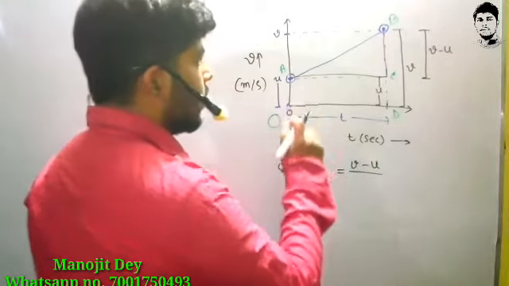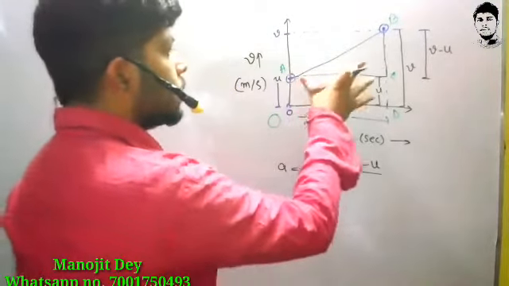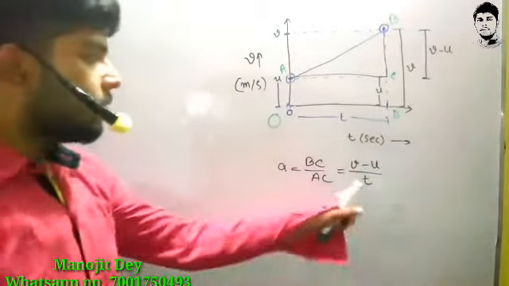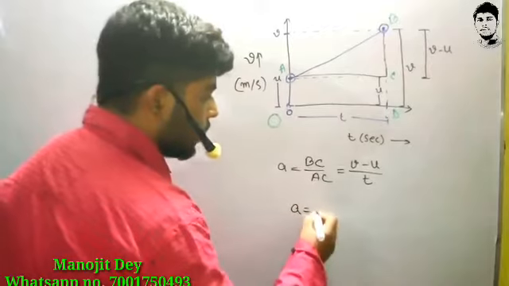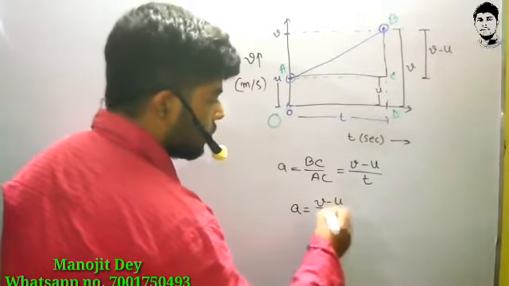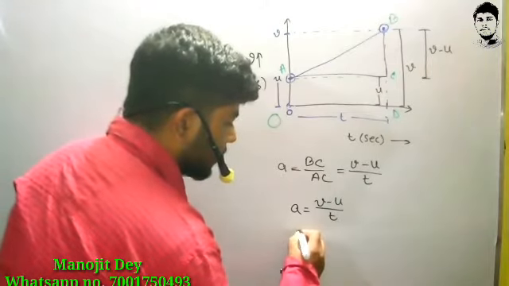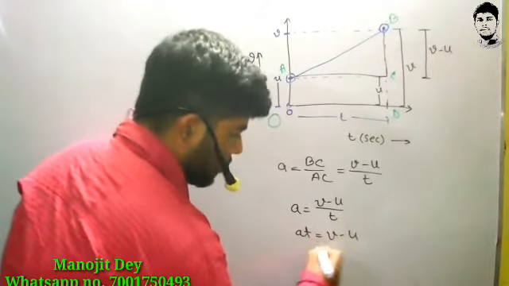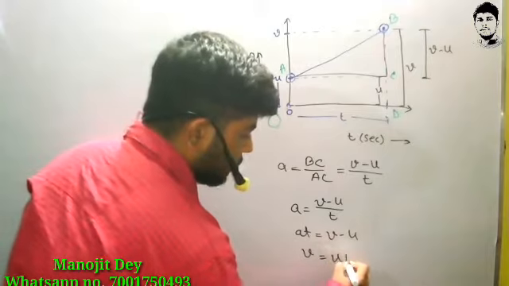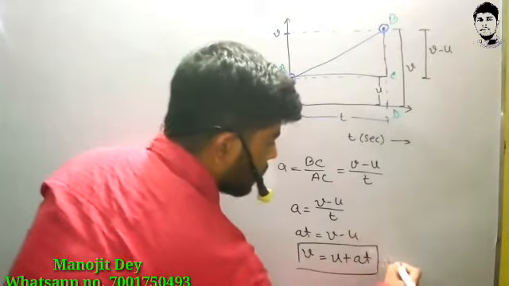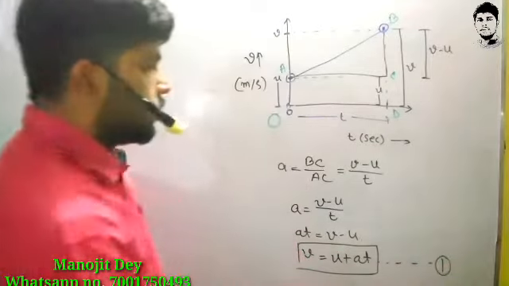What is AC? Here is A and here is C. So this length is equal to this length, so this one is T. So we can get A equals V minus U by T. And from that equation, we can write that AT equals V minus U, and V equals U plus AT. So this will be the first equation of motion.